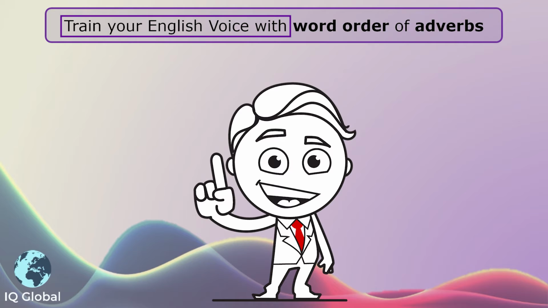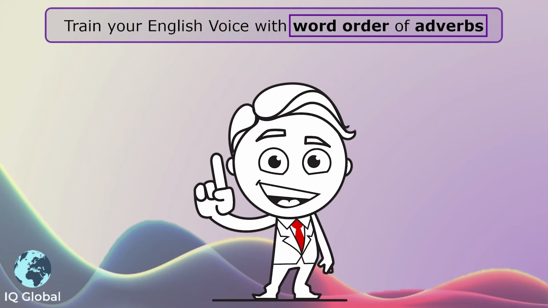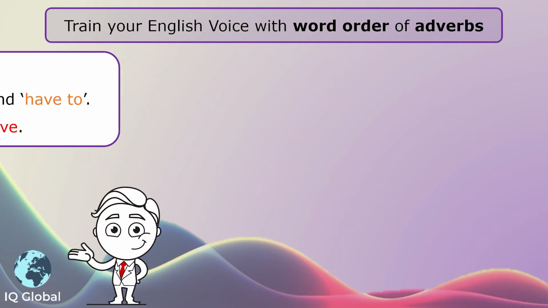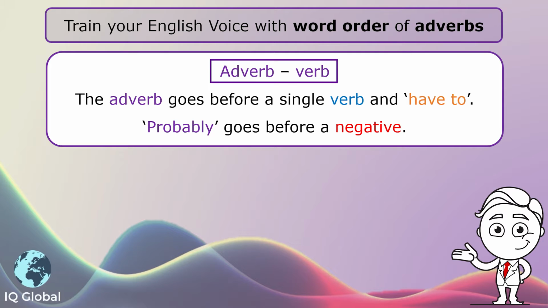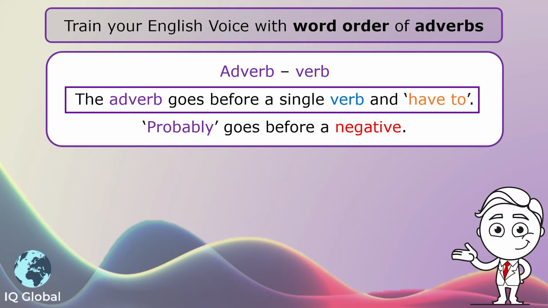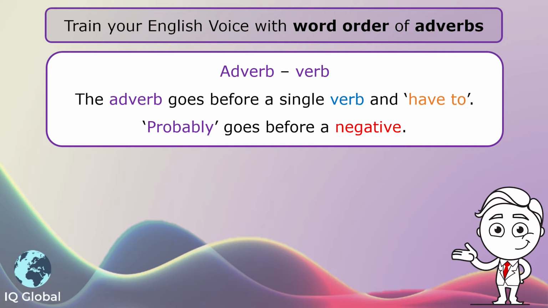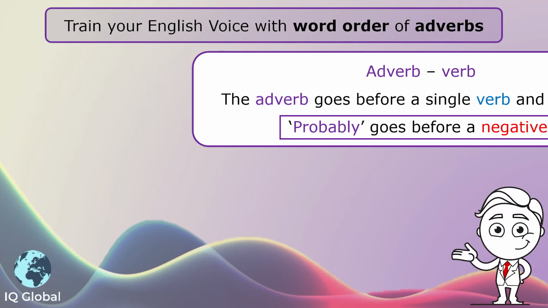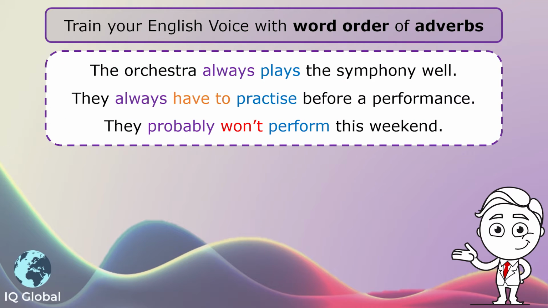Your English voice with word order of adverbs. First we have the adverb, then the verb. The adverb goes before a single verb and have to. Probably goes before a negative. Let's look at some examples.